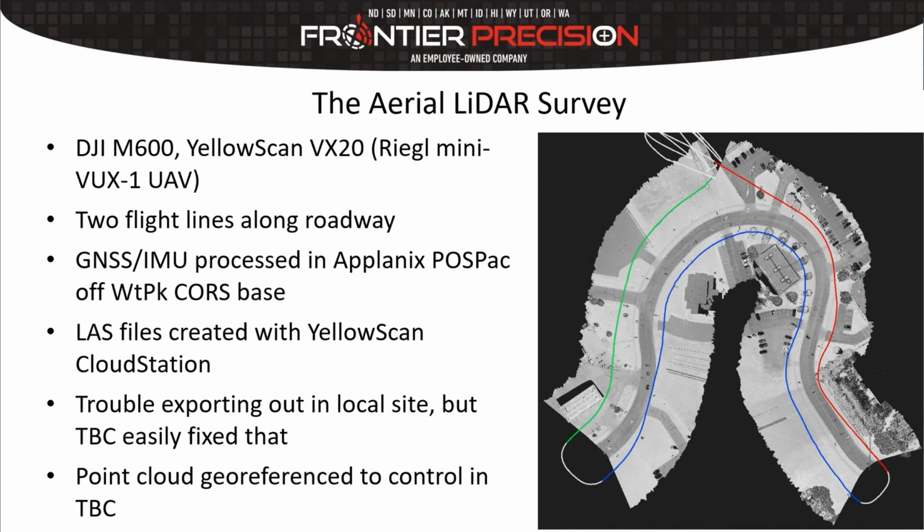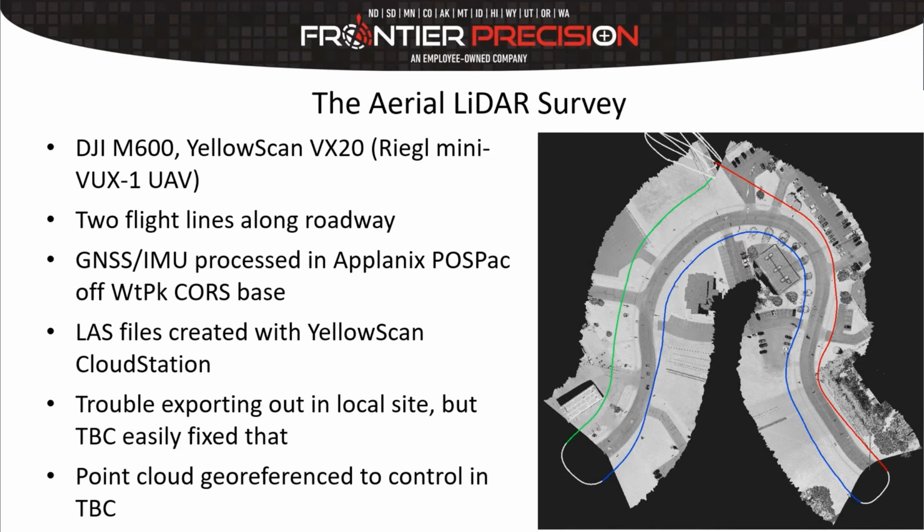The aerial LIDAR survey, again, that was the M600 with the YellowScan VX20, which has a Riegl sensor on it. You can see in the map there, we basically had two flight lines. We flew kind of the outer edge of the road and then the inner edge of the road. The GPS and the IMU was processed in POSPac, again, off of the Waite Park base station. And then the LAS files were created with YellowScan's CloudStation software. So that's their LAS processing software.